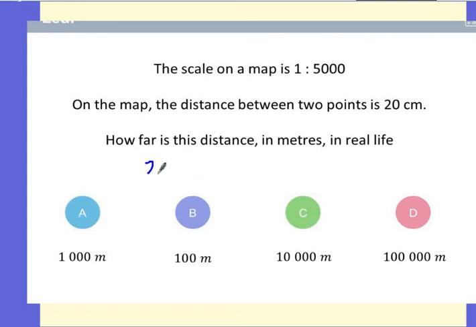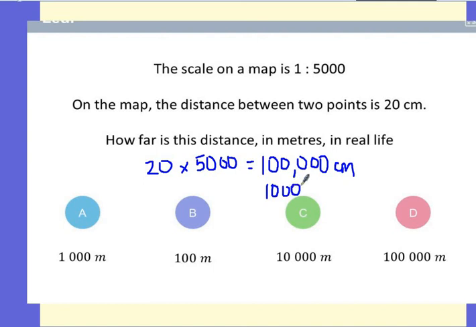Okay, so in centimetres, we're looking at 20 lots of 5,000. So in centimetres, we've got 100,000 centimetres. I then divide that by 100 to work out how many metres it is. It's 1,000 metres, which is A.